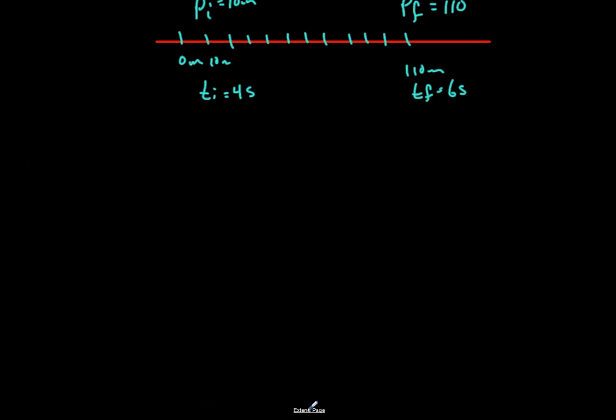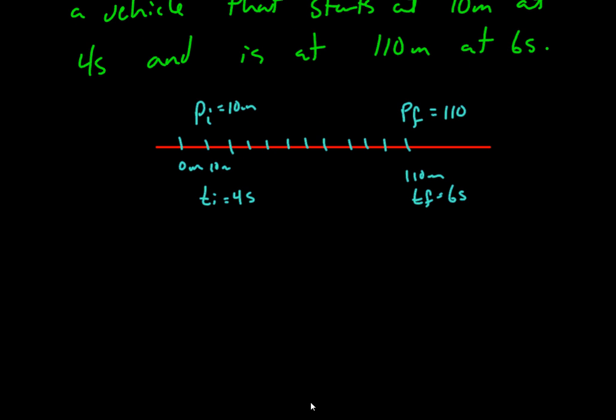Okay. So before we actually do any solving with this, I want to draw a little graph of this so that we can just help ourselves understand what's going on. I just want to quickly draw a graph of what this motion might look like. Okay, so we know it starts at 10 meters and goes to 110, and that happens between 4 and 6 seconds. So we'll get something like this.